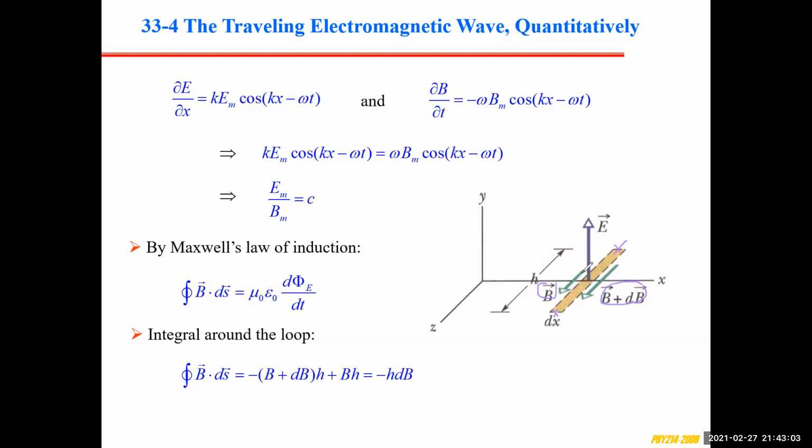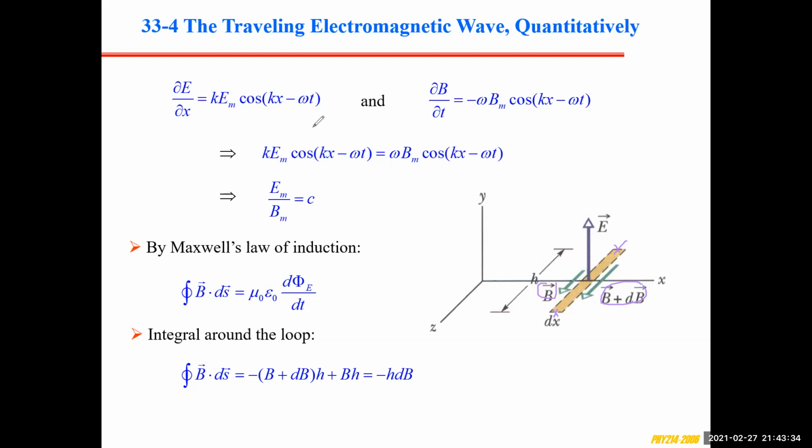And for the electric flux, that will be the electric field times the area. So you will get exactly the same result: the changing electric field is going to produce or induce a magnetic field.